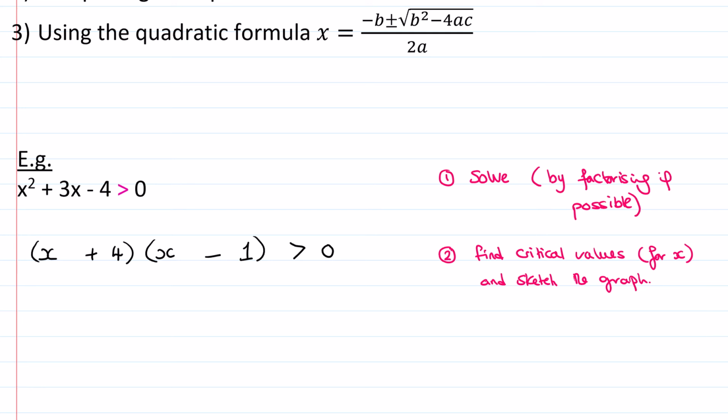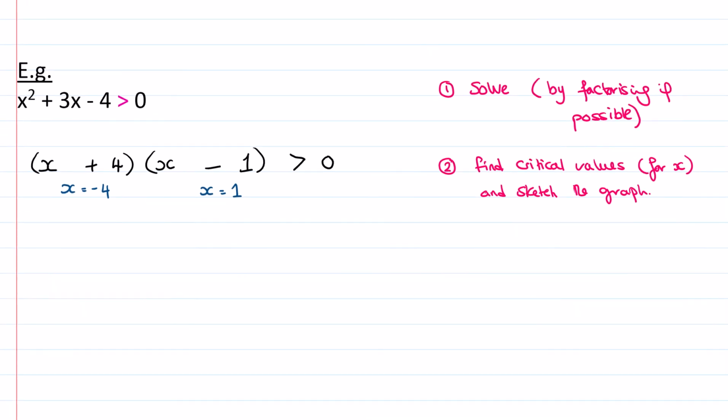accurate. So the critical values here, x equals -4 and x equals 1, because we're still solving for 0. So either x plus 4 equals 0, therefore x is -4, or x minus 1 equals 0, so x is 1. And my graph will therefore look like this: -4 and 1. You don't need the turning point.